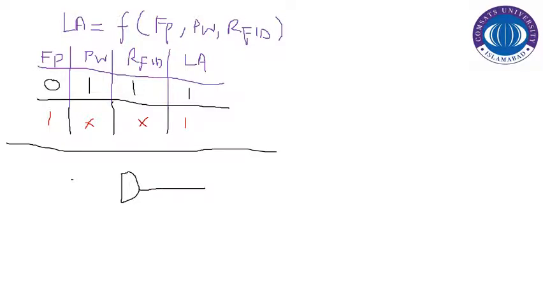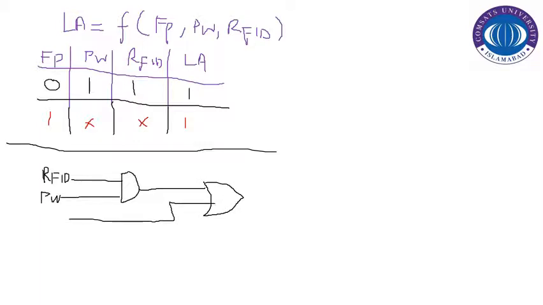And the inputs of that AND gate are RFID and the second input is password, and then we've got the OR operation, and the third input is basically the fingerprint, and the output here is lab access, that is the desired output.